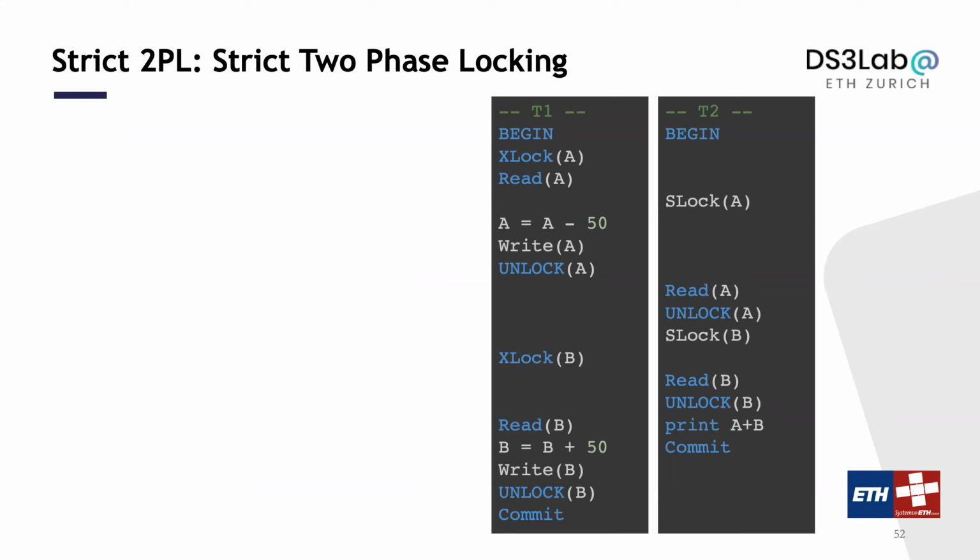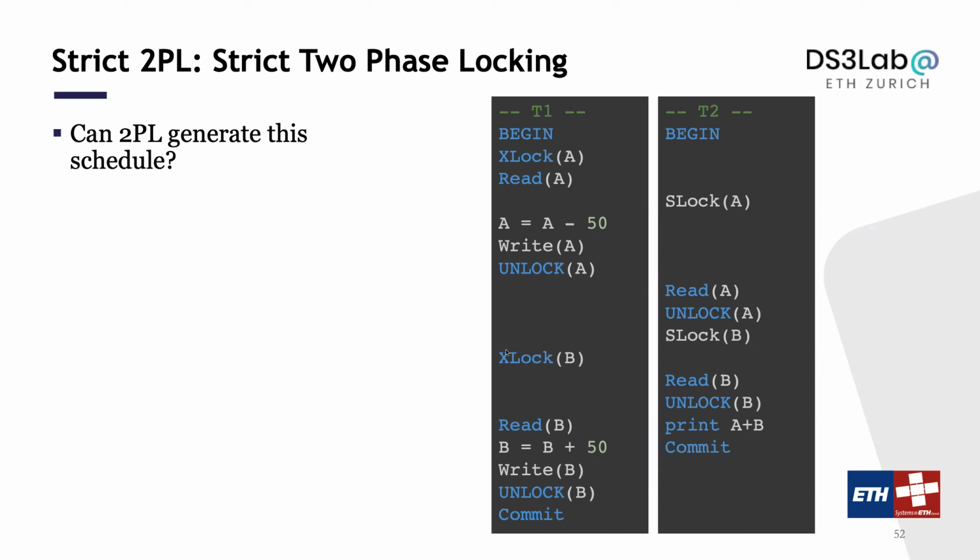So now let's look at this example, and think about whether the schedule is allowed by two-phase locking or whether it is allowed by strict two-phase locking. First one: can two-phase locking generate this schedule? Let's think about this. If you look at T1, what it's doing is acquire a lock, read A, write A, unlock, and then acquire a lock again.